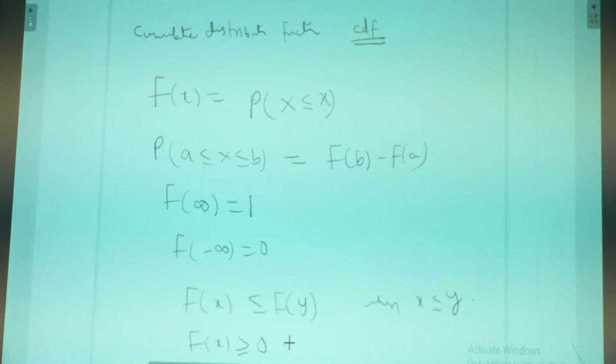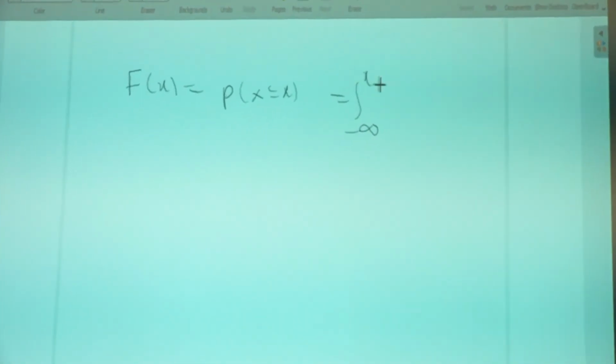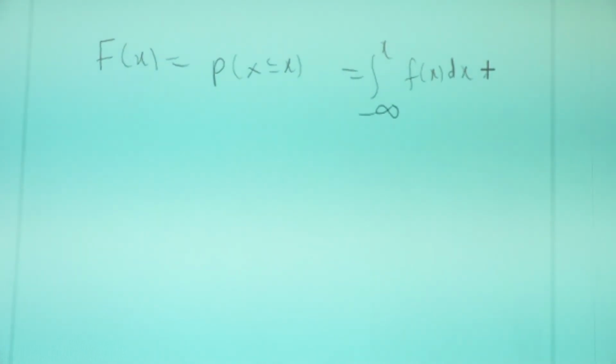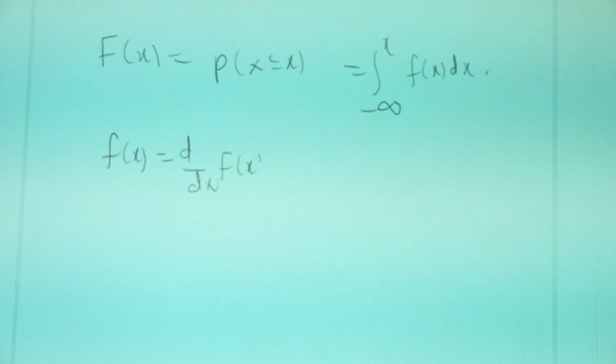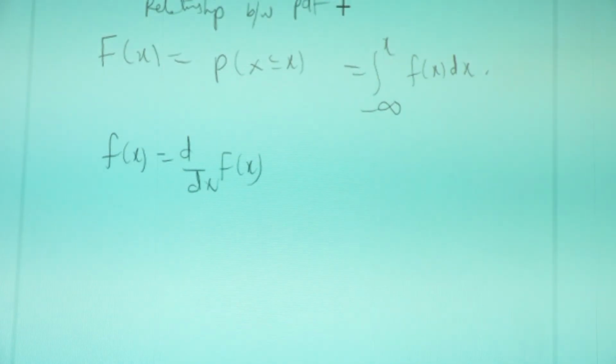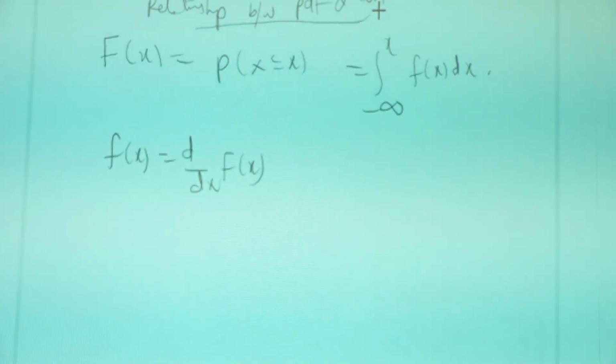Then we have the relation between PDF and CDF, one with integration and the other with differentiation. F of x is equal to P of X less than or equal to x, which I can write as the integral from minus infinity to x of f of x dx. See that I wrote one relation with integration, the other I can write with differentiation. f of x is equal to d by dx of F of x. That is the relationship between PDF and CDF. If one is given, you can get the other one by using integration or differentiation.